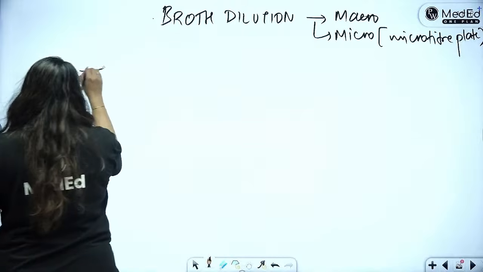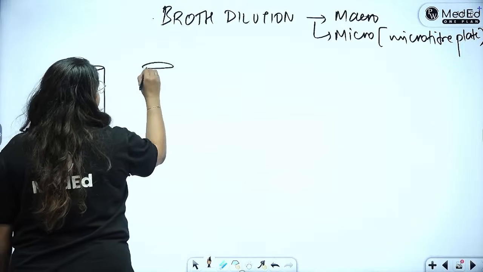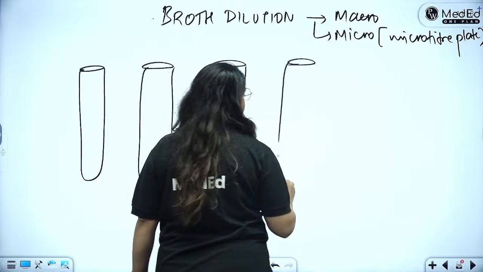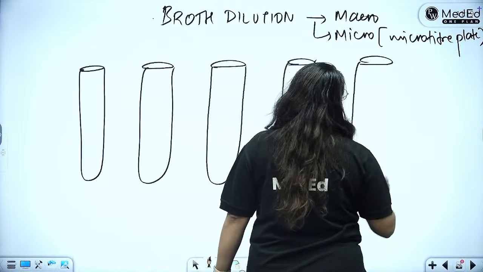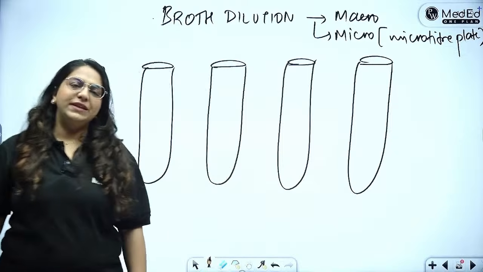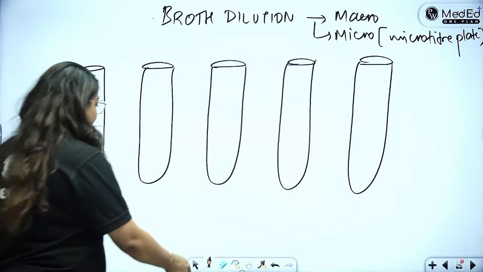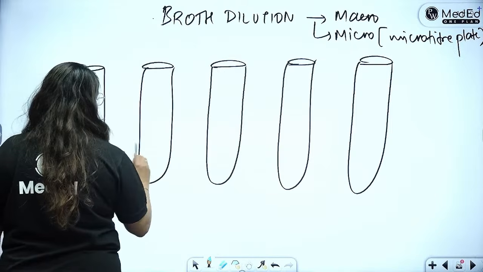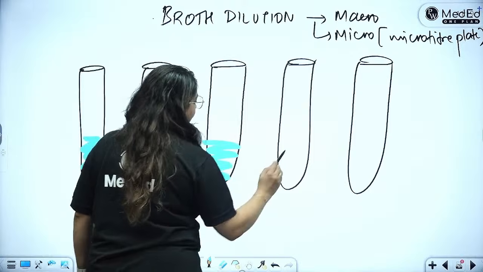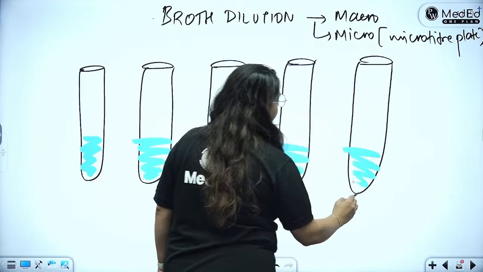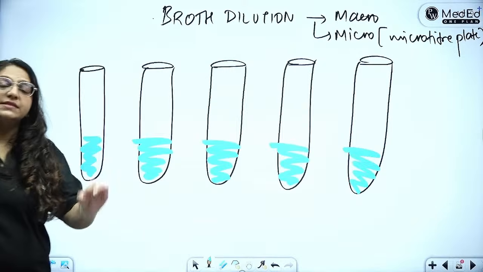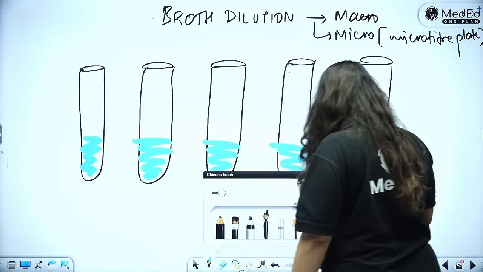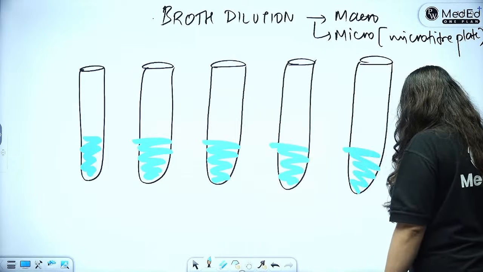So what will I do? I will take many test tubes, or many small little wells of the micro titer plate. So it only changes depending upon the amount of fluid that I am using. In all of these, I have put a fixed amount of normal saline. Suppose in all of them I have added 5 ml of normal saline. All right. Now, I have added a fixed inoculum of bacteria in all of them.